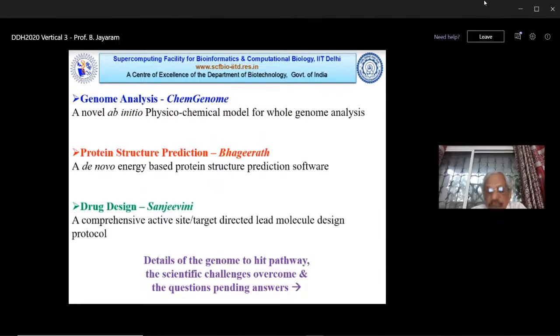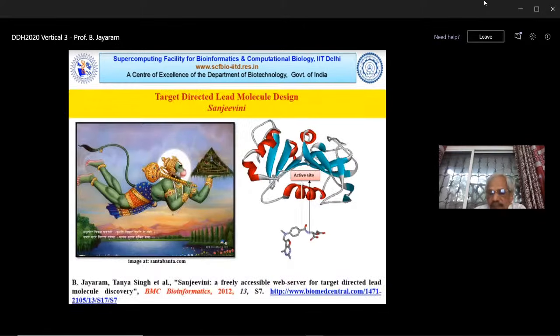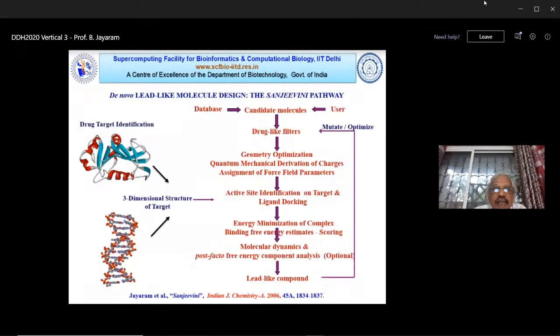And now let's proceed to zoom in on Sanjeevani. I will not mention this chem genome, we'll reserve them for some other date. So today we'll talk of Sanjeevani. Now what is this? Well, this is a target directed lead molecule. Earlier I used to call it active site, but now that we are able to find active sites in automated mode, just calling it as target.